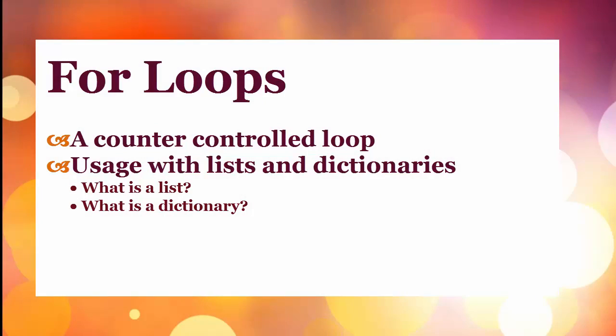For loops. As mentioned, Python does have the syntax for a for loop. And remember, this is a counter-controlled loop. Often we use these with lists and dictionaries. So let's review. What is a list? What is a dictionary? A list is a data type within Python that allows us to hold more than one value. A dictionary is a little different in that it also allows us to hold more than one value, but each value also corresponds to something else.